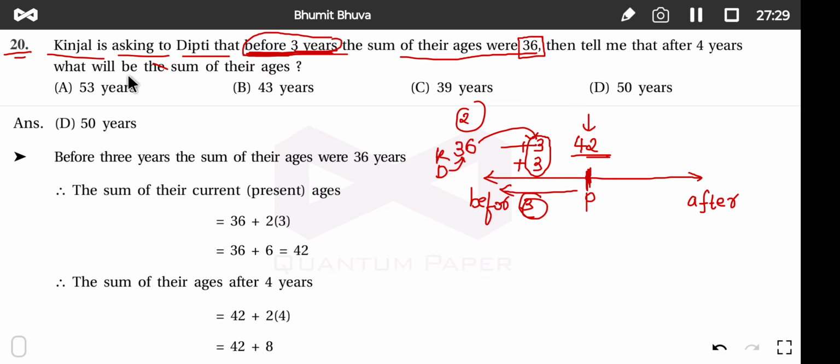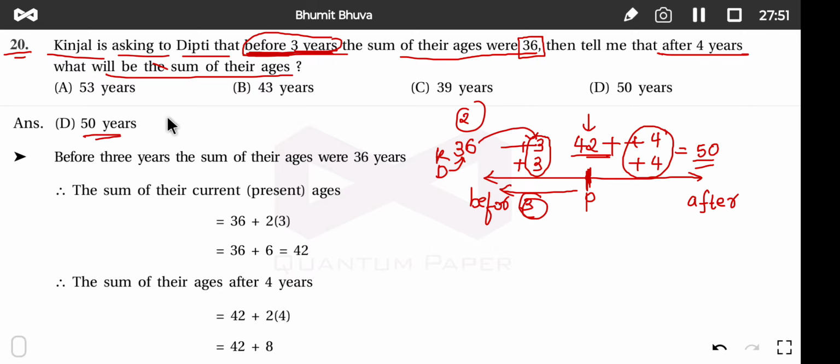So the question is, after 4 years, what will be the sum of their ages? After 4 years, Kinjal will be plus 4, Dipti will be plus 4. So total how much we have to add? 4 plus 4 is 8. So 42 plus 8 becomes 50. So after 4 years, the sum of the ages is 50 years. So the correct answer is D.